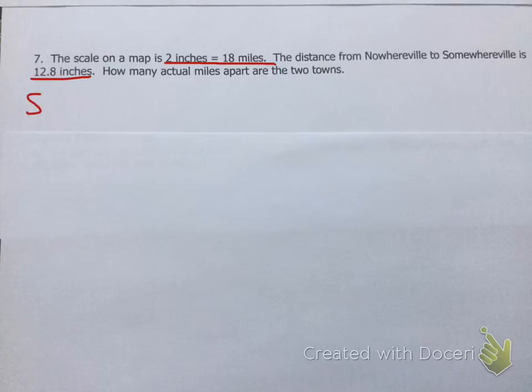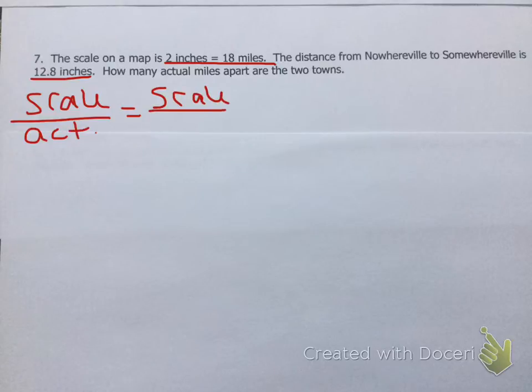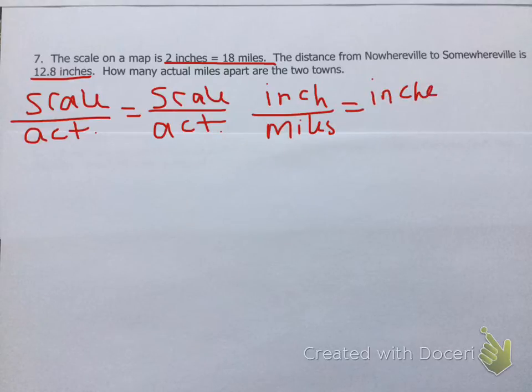So you could do the scale over actual, and I want you to do these word proportions for every word problem you have, because I think it helps you understand what they're asking for and where everything needs to be set up. Again, if you want to use scale over actual, or if you want to use inches over miles, that's your choice. And I don't want you to abbreviate too much, because sometimes your abbreviations don't make much sense. So for every 2 inches, we have 18 miles.